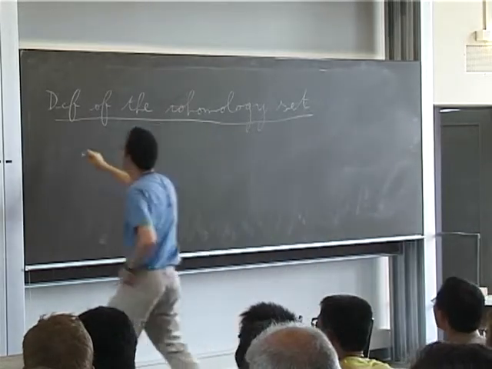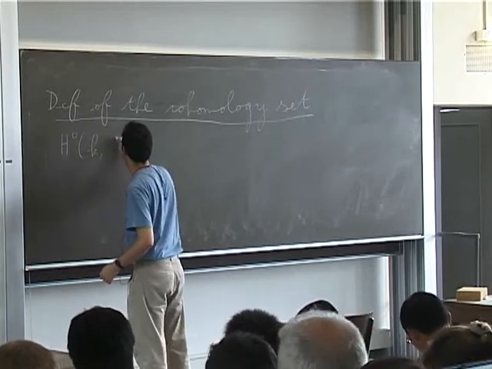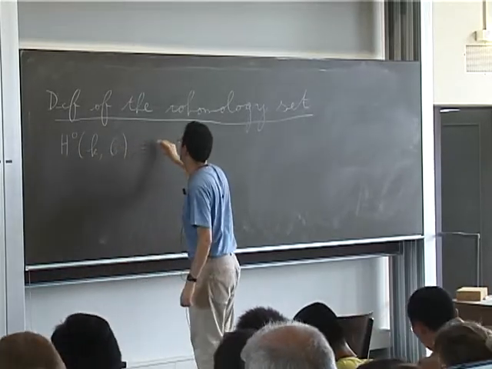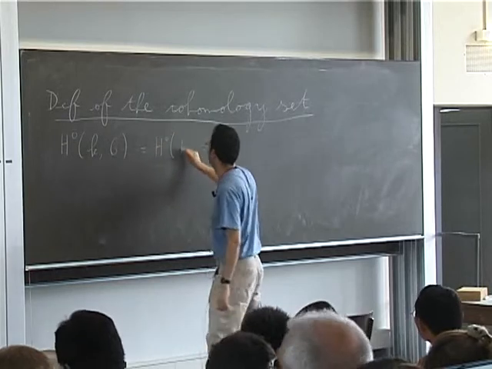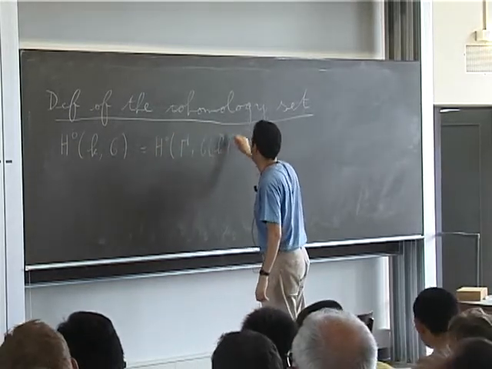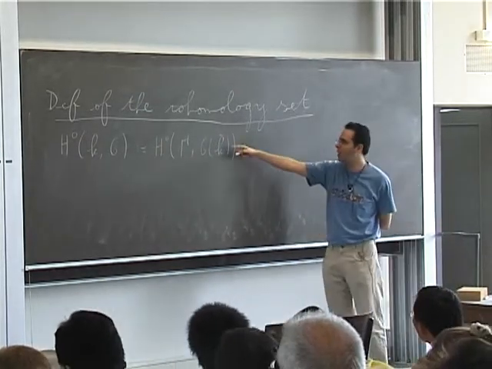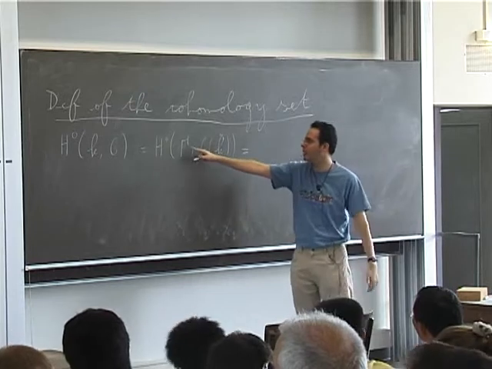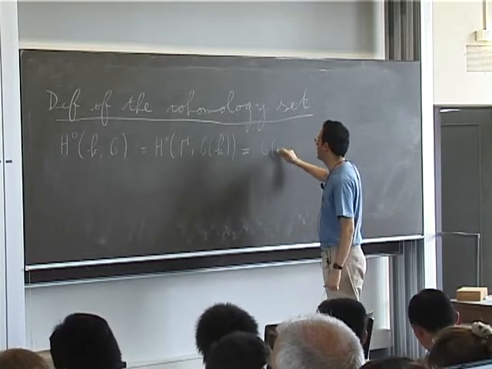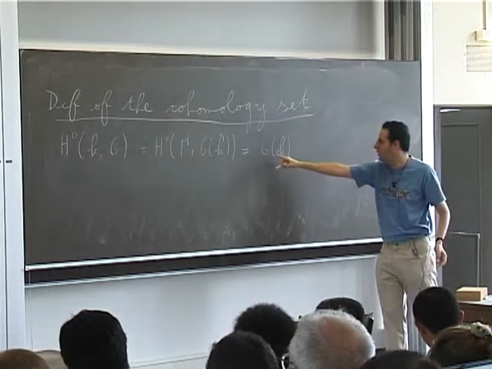So H0 is easy. H0 of K, G. By definition, it's H0 of the Galois group acting on G of K bar. So this is just the group of K bar points invariant by the action of Galois. That is just the group of K-rational points of the group G.